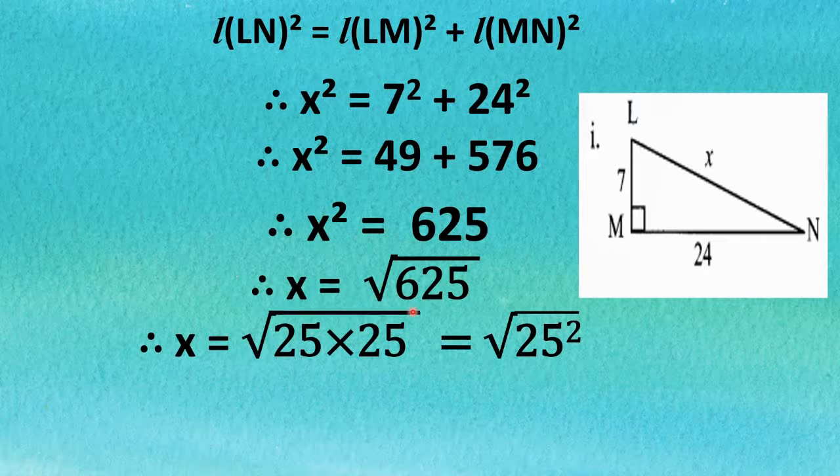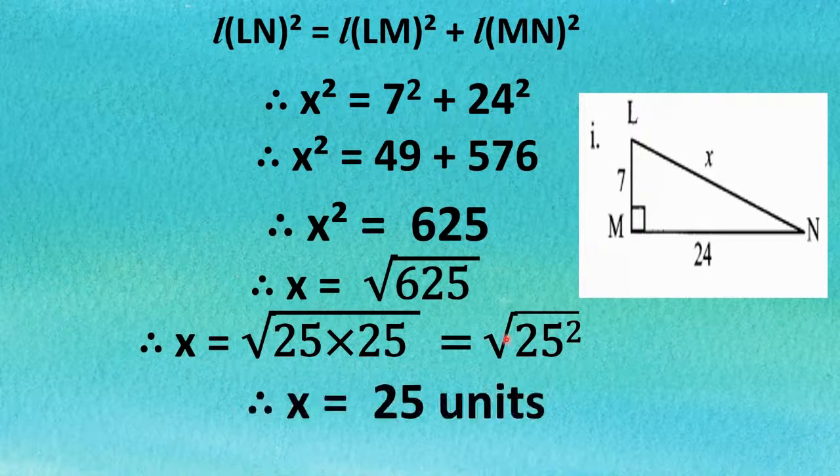Now students, we will further factorize 625. So x is equal to square root of 25 multiplied by 25. Now we can write like this also, square root of 25 square. Now we can easily cancel square and square root. So x is equal to 25 units.